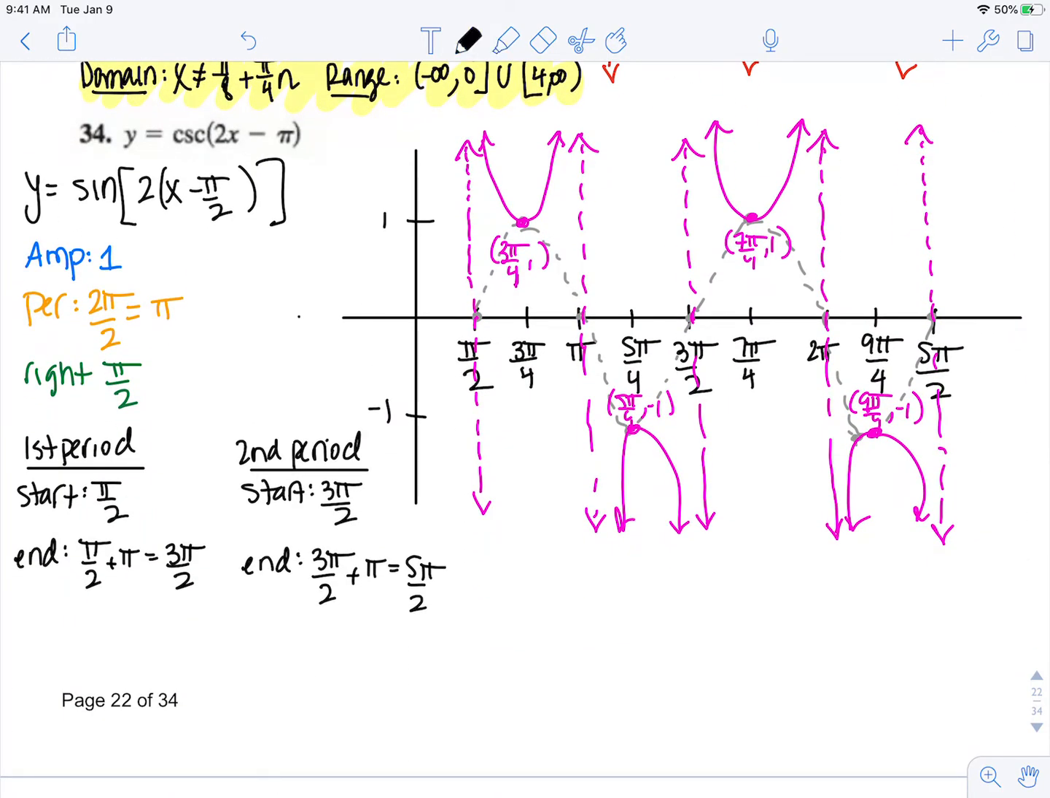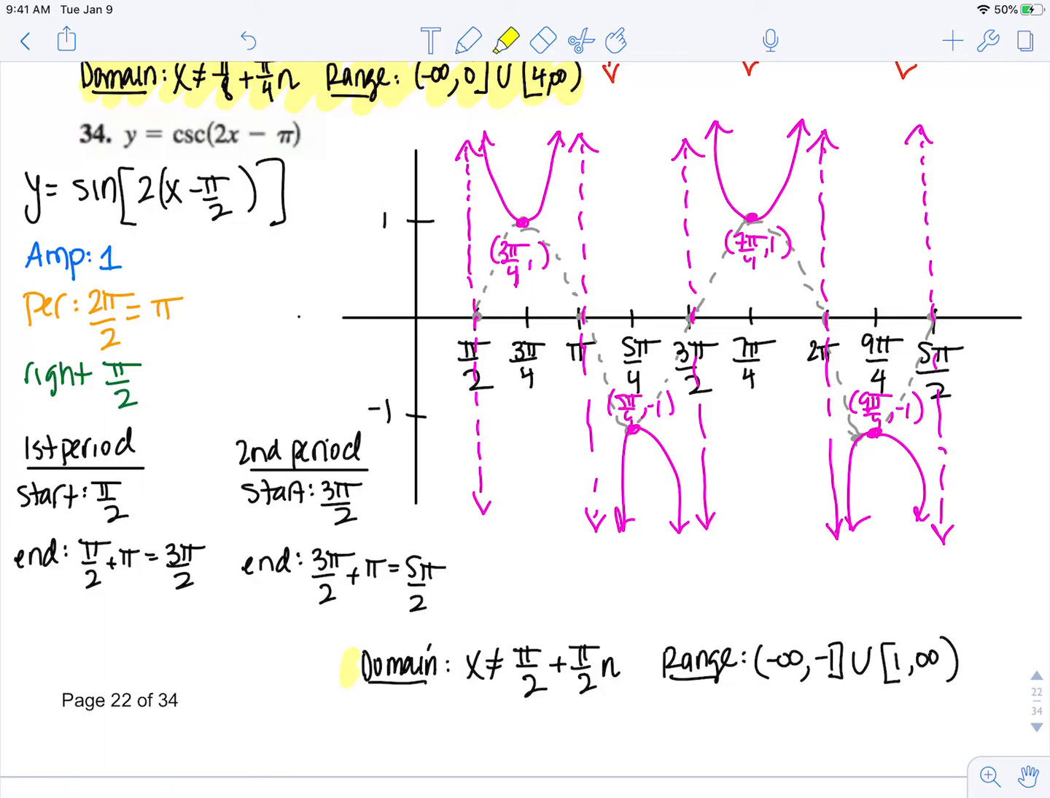In number 34, for my domain, x cannot equal the first vertical asymptote, which is pi over 2, plus multiples of half the period, pi over 2n. Now for my range, if I look at a u pointing down, it goes down to negative infinity and comes up to a max of negative 1. Union with a u pointing up starts at 1 and goes up to infinity.